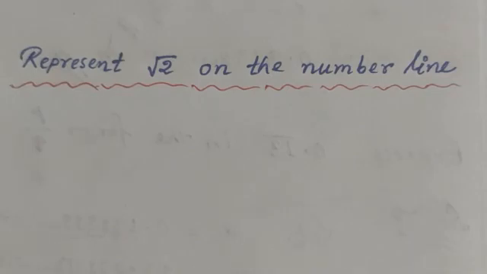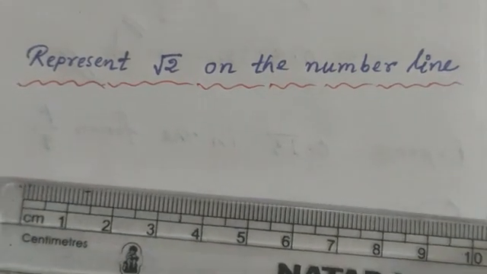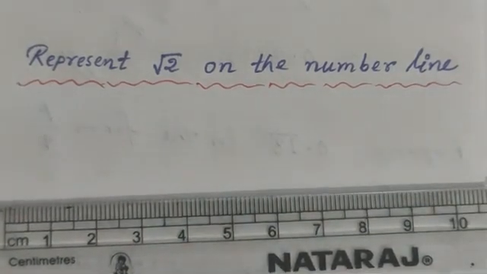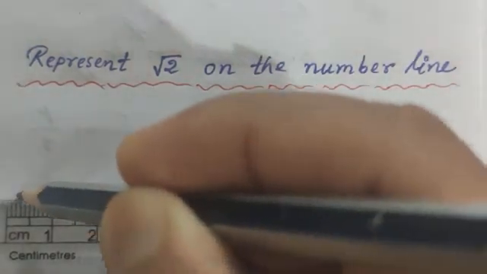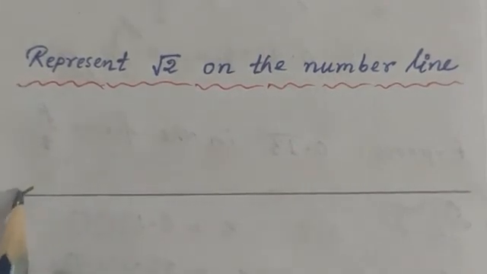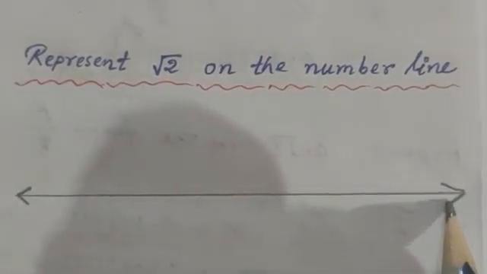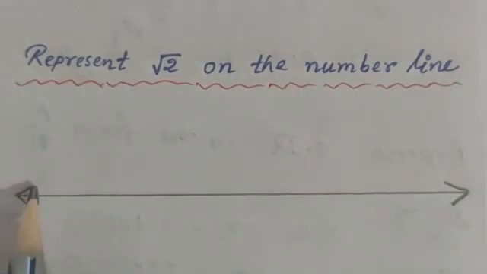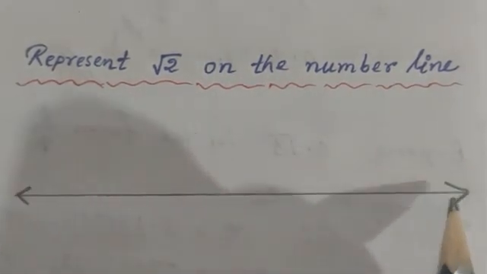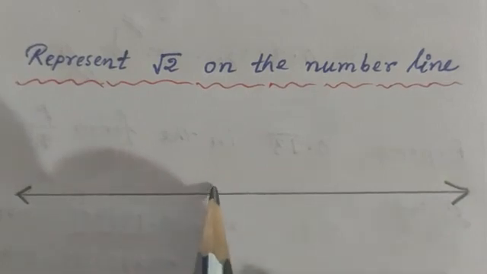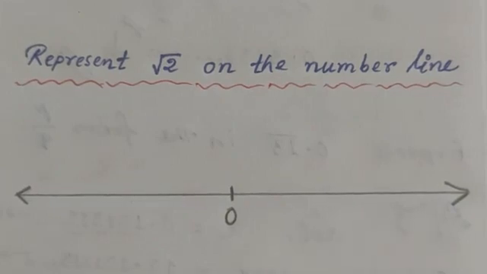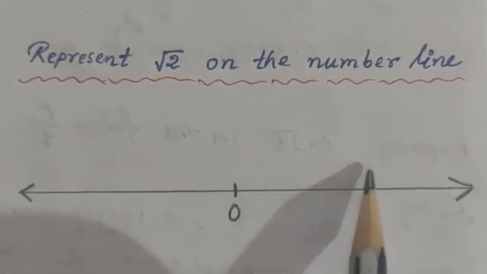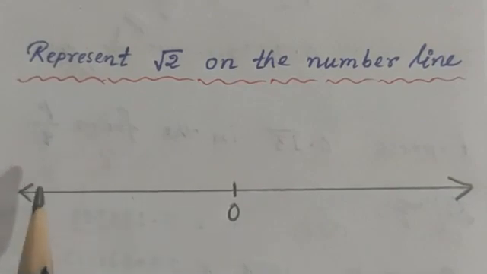First of all, you have to take a ruler and a pencil, then draw any line with any measurement, put arrowhead. Since the number line never ends, you have to put the arrowhead on both sides of the number line. And suppose consider there is 0 of the number line, then this side there will be positive numbers and this side there will be negative numbers.